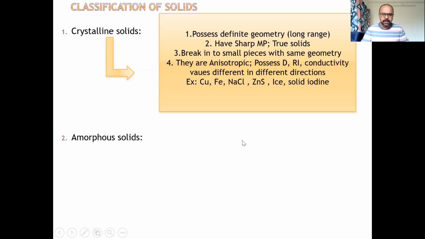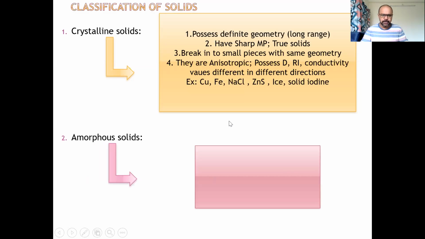We can take some examples like metals. All metals are crystalline. Ionic solids like sodium chloride and zinc sulfide are all crystalline. Some molecular solids like solid iodine, ice, and dry ice are also crystalline. Physical properties such as density, refractive index, and conductivity values are not the same in all directions. That is what a crystalline solid is. So these are some of the properties characterized by crystalline solids.